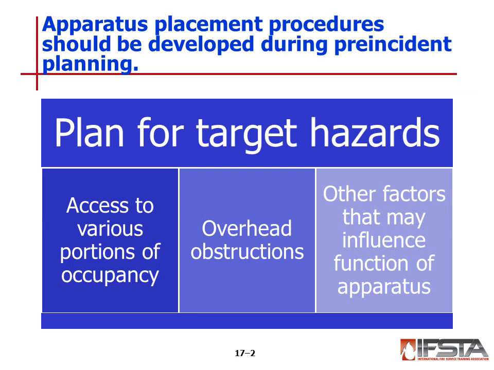In many cases, apparatus placement procedures should be developed during pre-incident planning. During pre-incident planning for target hazards, personnel should give special consideration to aerial apparatus in terms of access to various portions of the occupancy, overhead obstructions, and other factors that may influence the function of the apparatus. Information can be used to determine the best positions for aerial apparatus depending on the conditions at the incident.